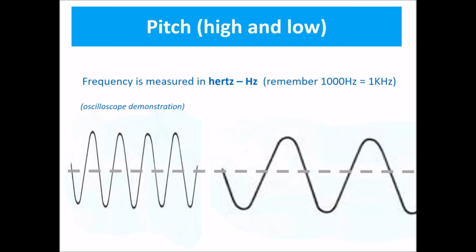So, as I just mentioned on the previous slide, frequency is measured in hertz, or Hz. Hertz is the amount of waves per second. So 1,000 hertz is 1 kilohertz, which would mean that there are 1,000 waves passing by a given point in 1 second. So make sure you've got a note of that. Frequency is measured in hertz, and it is waves per second.